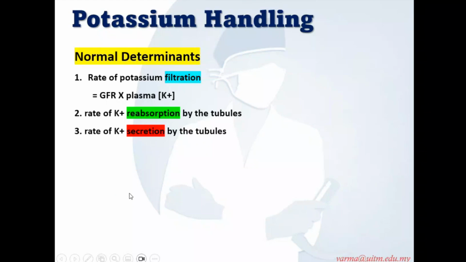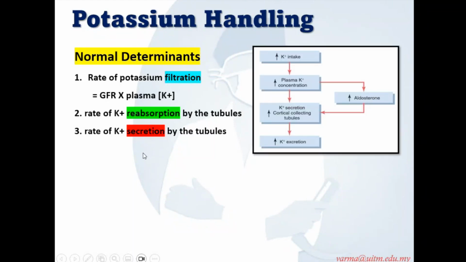The normal determinants: the rate of potassium filtration is based on GFR times serum potassium level. If your serum potassium level is higher, more potassium will get filtered. It is just directly proportional. The rate of K+ reabsorption and the rate of K+ excretion depend on the tubules. This is the proximal tubule, this is the distal tubule. Reabsorption is in the proximal part of the nephron. Secretion is in the distal part of the nephron.